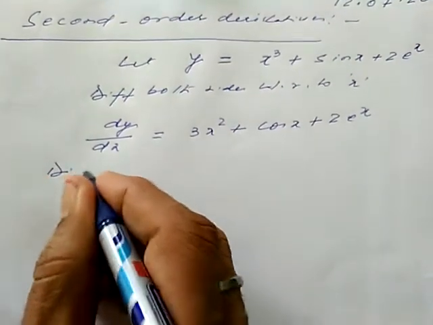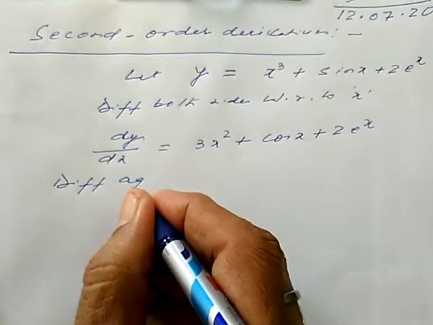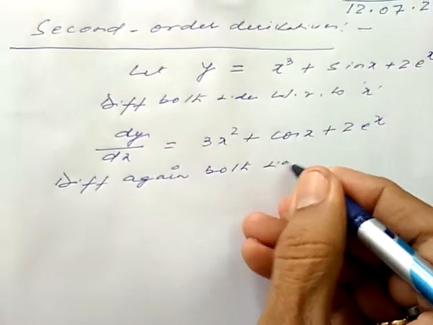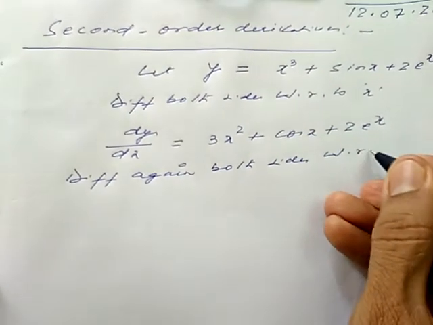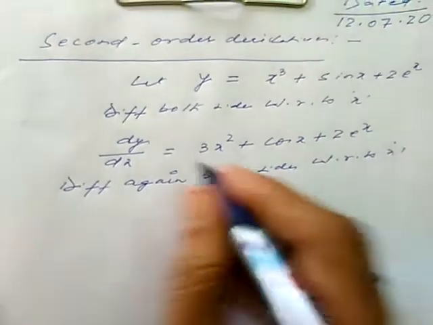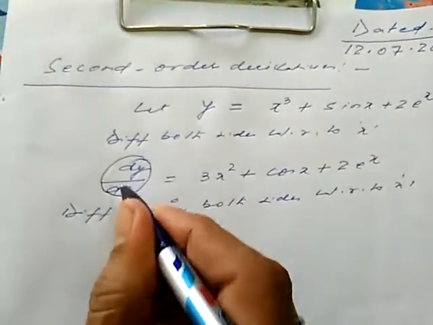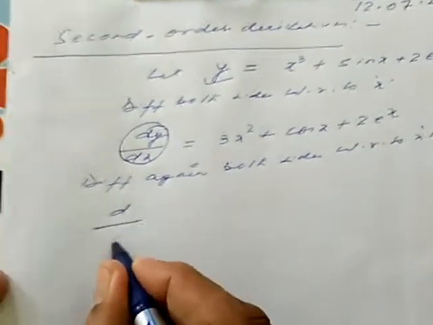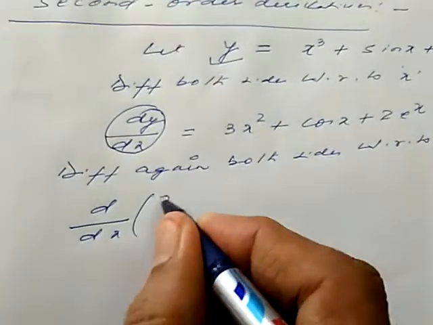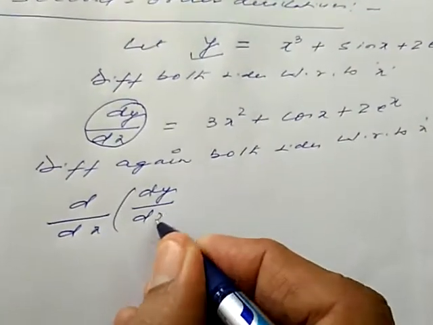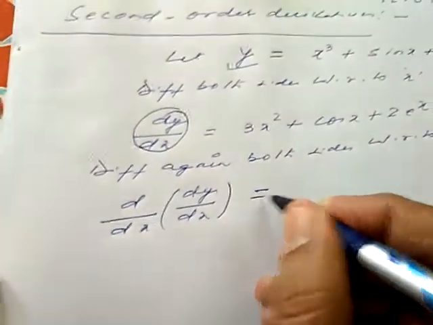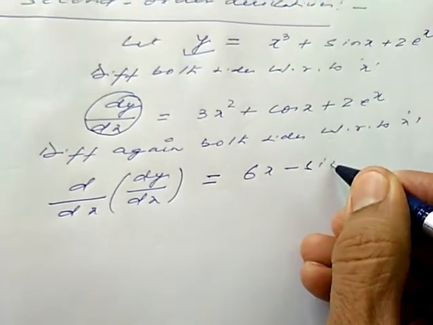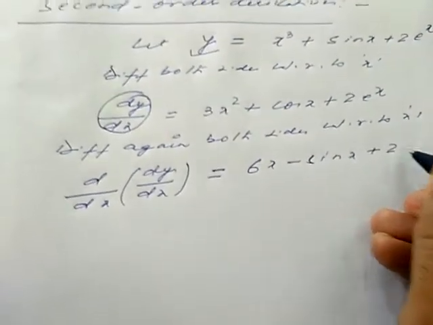So differentiating again both sides with respect to x. This time dy by dx is the function, and previously y was the function. So we will take d by dx of dy by dx. This time we are differentiating dy by dx. This is 6x, cos x becomes minus sin x, and this is 2 outside and e^x is e^x.